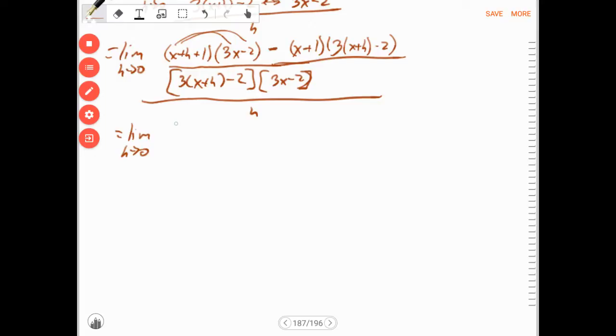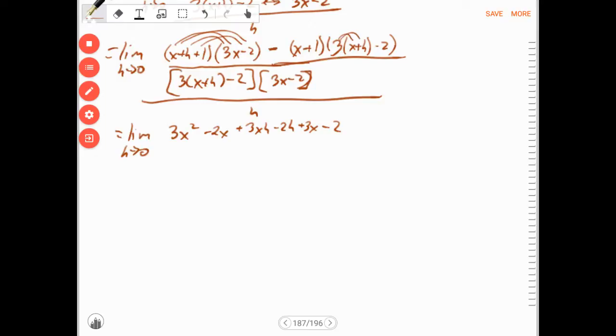So we have 3x squared. And then x times minus 2 is minus 2x. Then we're going to have the h distributing in, so plus 3xh, minus 2h, and then plus 3x minus 2. Awesome.